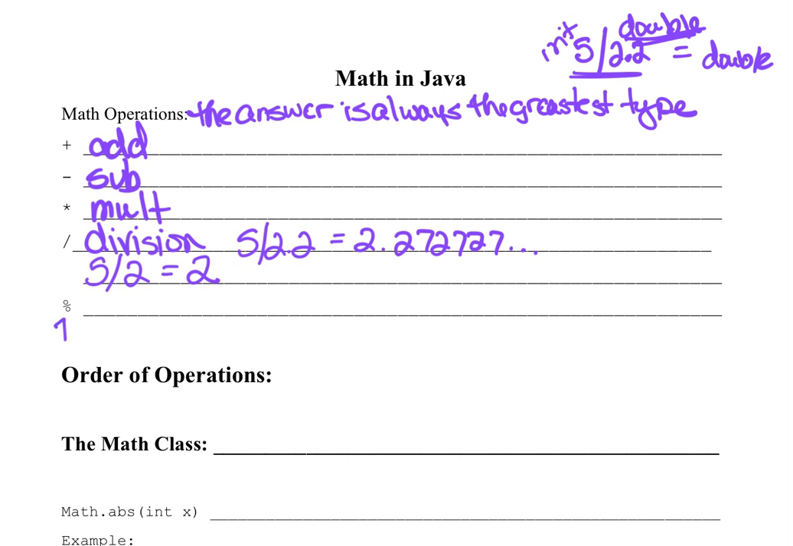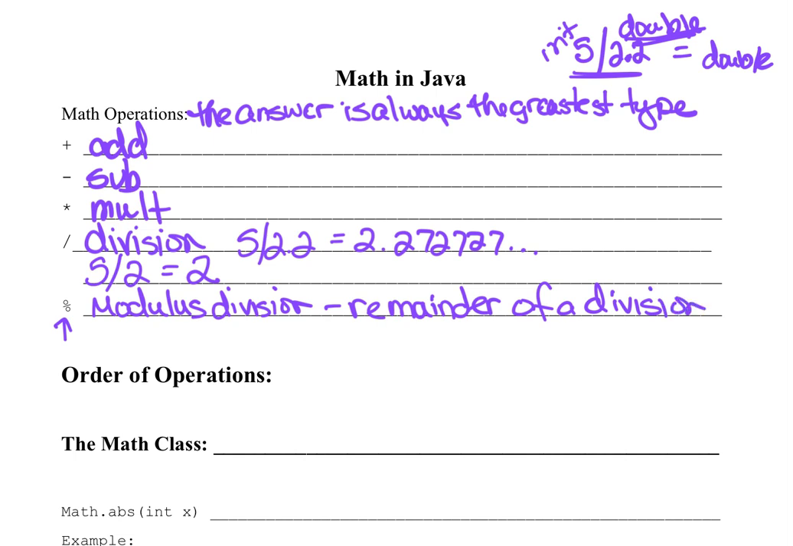This one right here, this is a percent sign. This is modulus division. And with modulus division, it is the remainder of a division problem. So we need to always use integers with these. You can use doubles, but they do a different thing if you do that. So this is integers only for us.